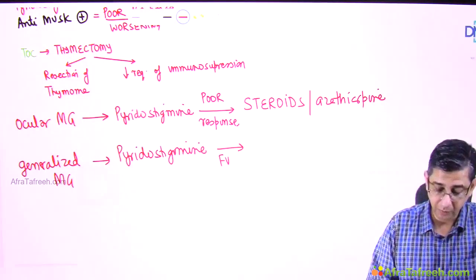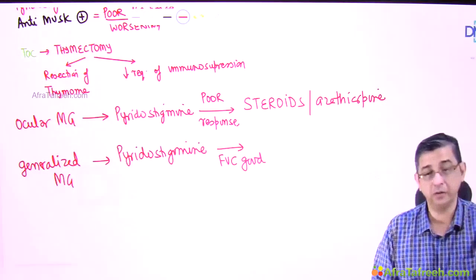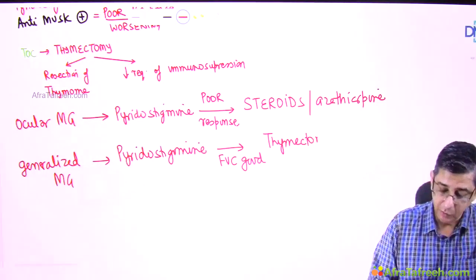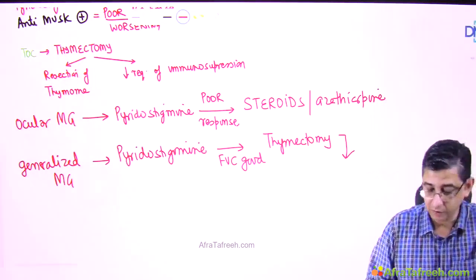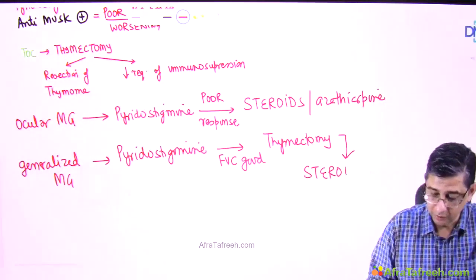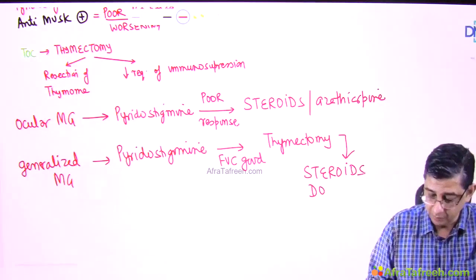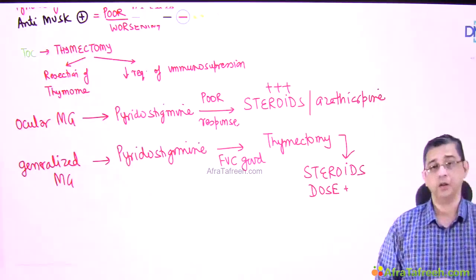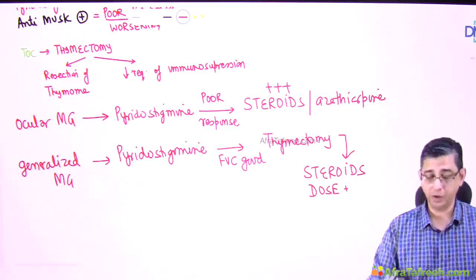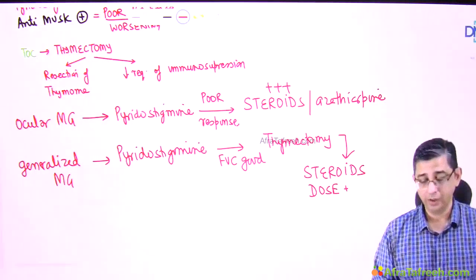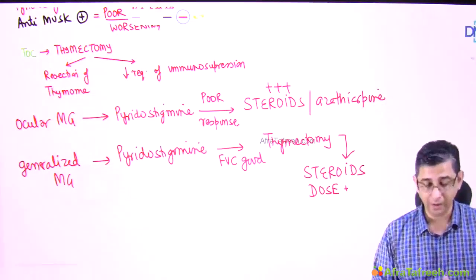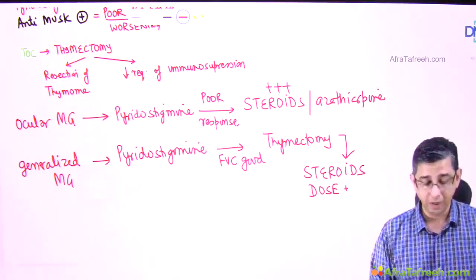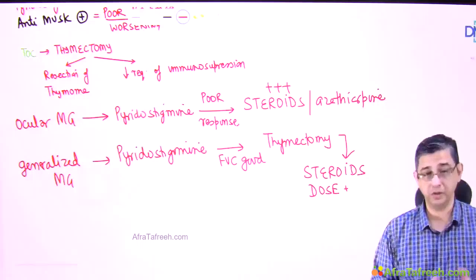If the FVC of the patient is good and the consent of the patient is there, then a thymectomy can be performed in the patient. Post thymectomy, in these patients, we will still be giving steroids, but the dosage of steroids required in this particular case will be very minimalistic. So I'm just putting one small plus and a couple of big pluses to highlight that the requirement of immunosuppressive therapy after thymectomy is substantially reduced. That is why it says in the MCQ or in the questions that thymectomy is the best treatment for generalized myasthenia gravis and not recommended for patients of ocular myasthenia gravis.